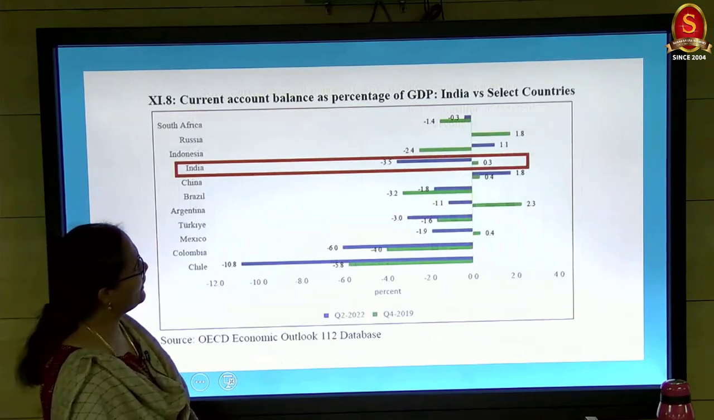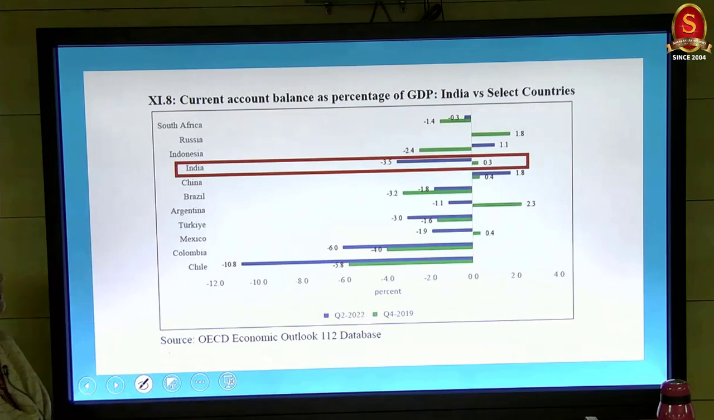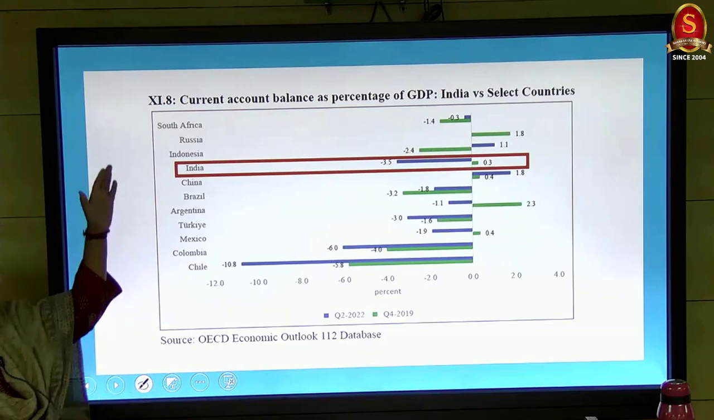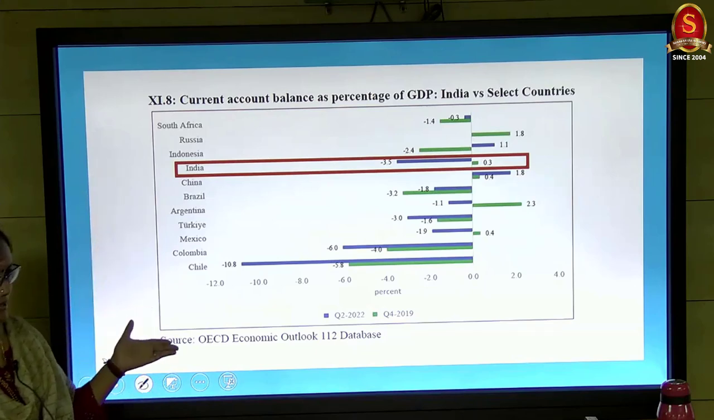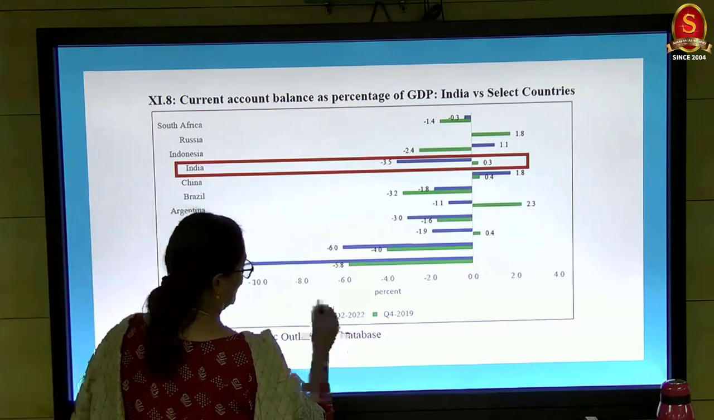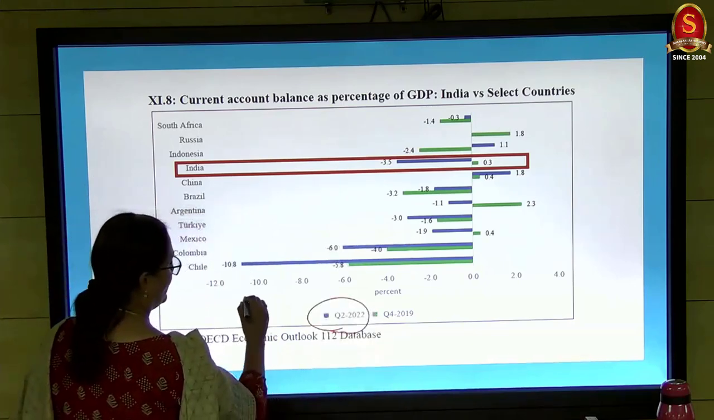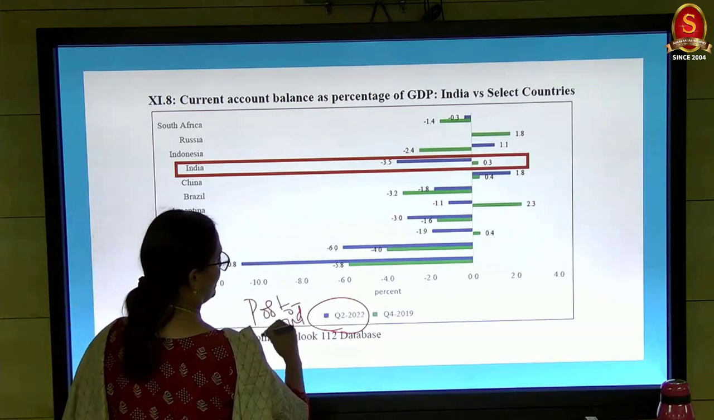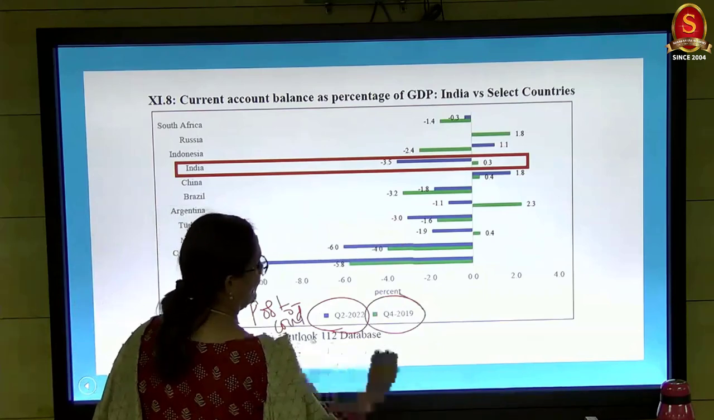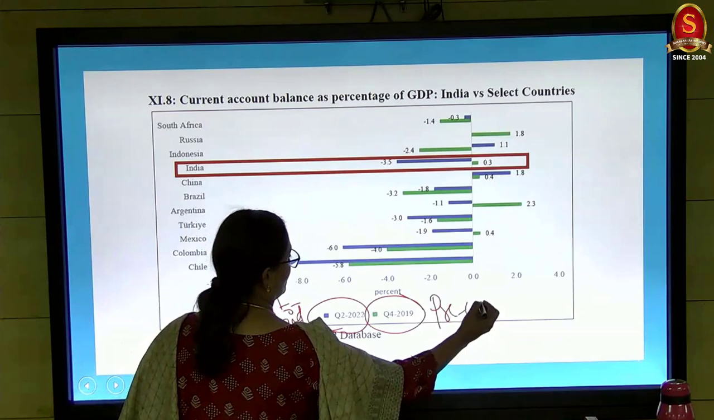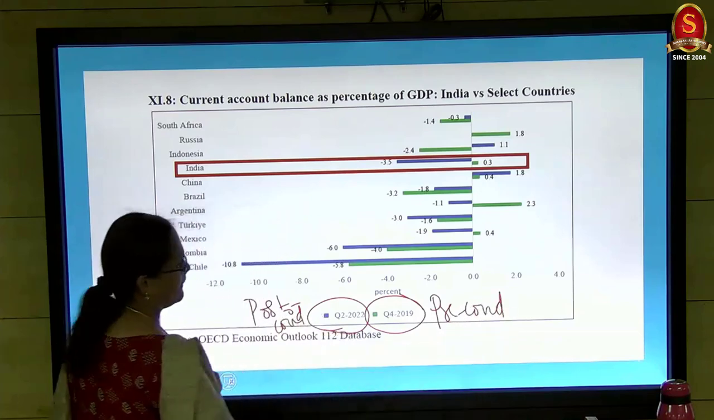This is again one unrealistic or non-realistic data for India. Current account balance as percentage of GDP. India versus select countries. Of course, for other countries, it may be some meaning. Let us see that. They have given two colors here. Consider this Q2 2022 as post-COVID for you to easily remember and read the interpretations. Q4 2019 as pre-COVID. That was just the beginning of the COVID.